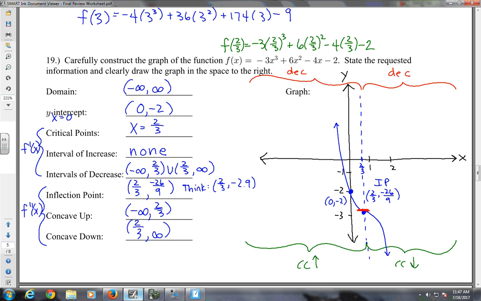All right, you can certainly check the graph with your calculator. I do hope you now see the difference between analyzing the first derivative for increasing, decreasing, and relative extrema, and analyzing the second derivative for concavity and inflection points. Same process, same sign graph in each case, different information obtained.